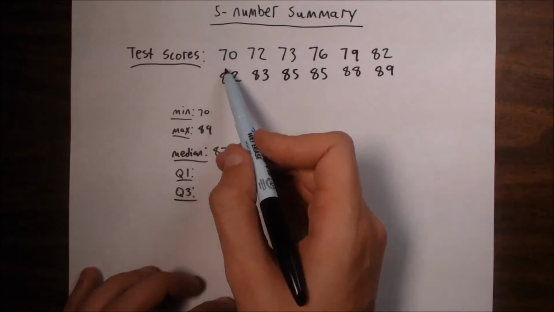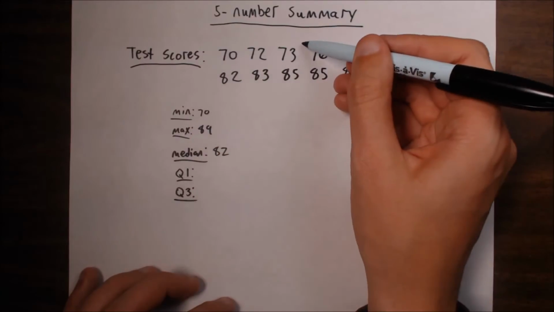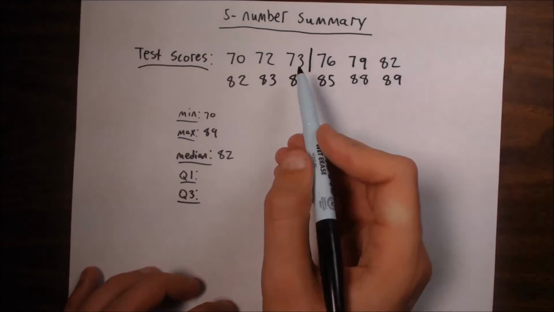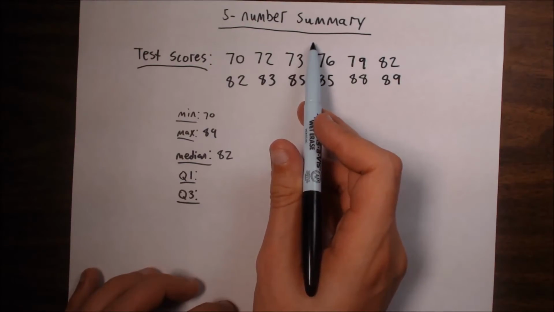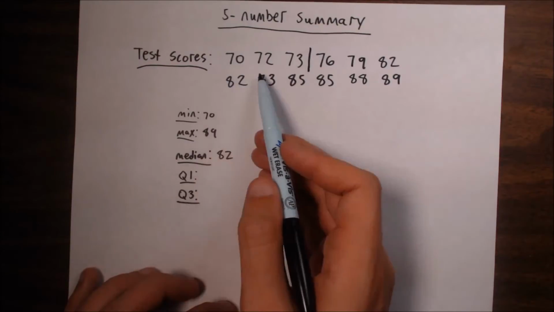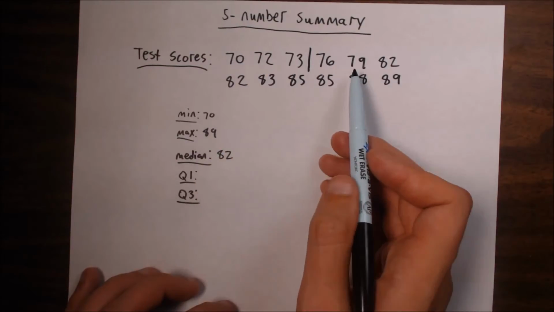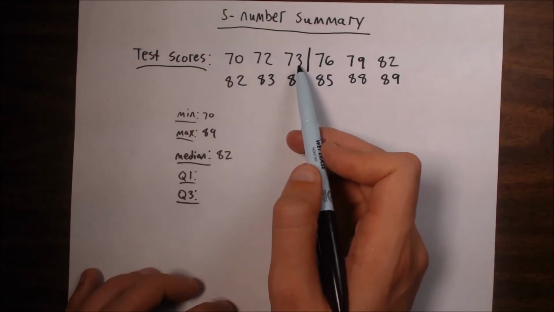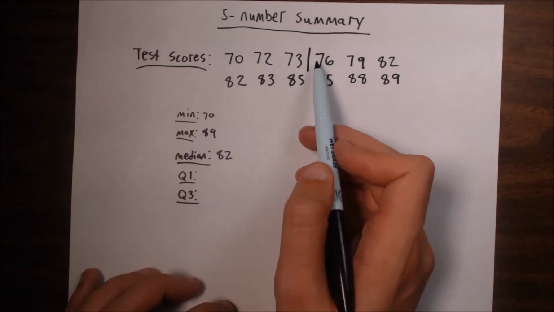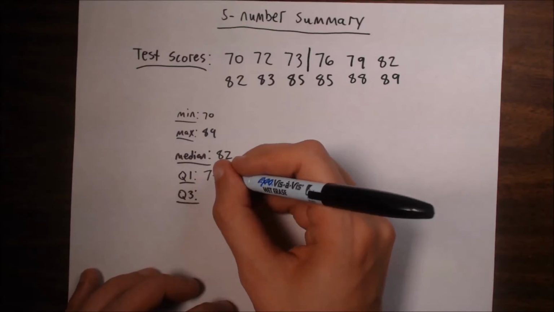So if this top row is the lower half of the data, then if I cut that in half, halfway in between here would be quartile 1. So quartile 1 is like the median of the lower half. And again, since there's an even number of data points in this half, I have to get the average of these 2. If I add those together and divide by 2, I would get 74.5.